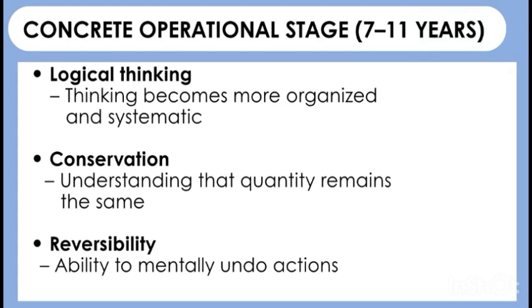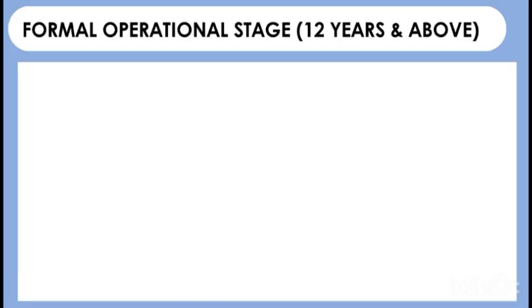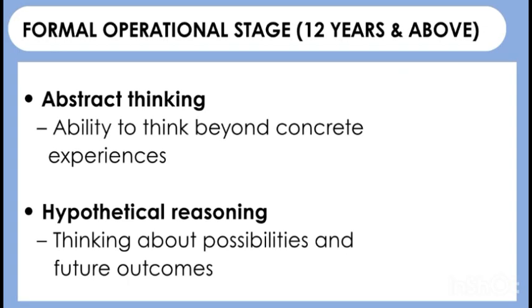Now, in concrete operational stage, 7 to 11 years old, this is where the logical thinking appears. Thinking becomes more organized and systematic. So here, they understand that quantity remains the same even if it changes kanang iyahang image or how it looks. And reversibility, ability to mentally undo actions. The formal operational stage, 12 years old and above, this is where abstract thinking appears. The child has the ability to think beyond concrete experiences, and think about possibilities and future outcomes.